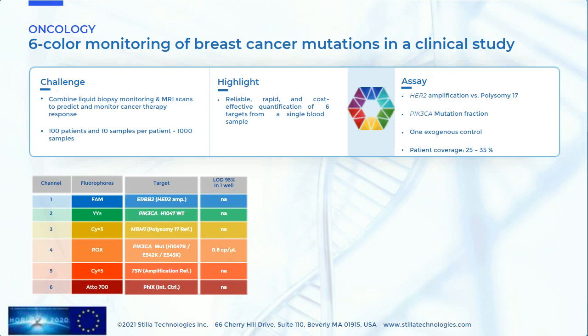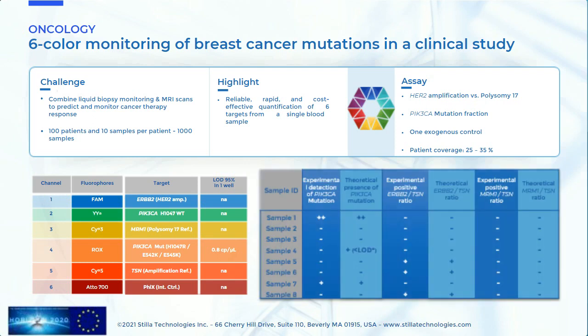This project highlights the reliable, rapid, and cost-effective evaluation of breast cancer mutations covering 25 to 35% of patients from a single blood sample. This 6-color breast cancer panel is designed to monitor 3 PIK3CA mutations, HER2 amplification, chromosome 17 polysomy. An exogenous positive control is also included to monitor for PCR efficiency. A limit of detection of 0.8 copies per microliter was established for PIK3CA screening.